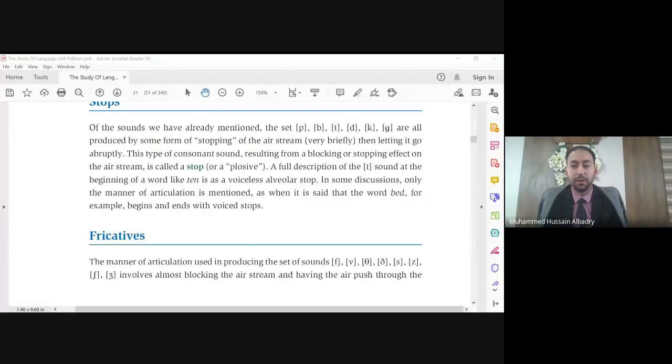Who else? Who can prove that this sound is a fricative, not, for example, a stop? What about others? Yes, students, you are a lot, more than 80. Hasan, 90 students. Yes, Tabarak Hadi.